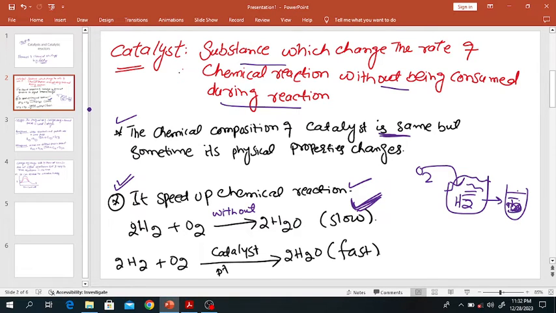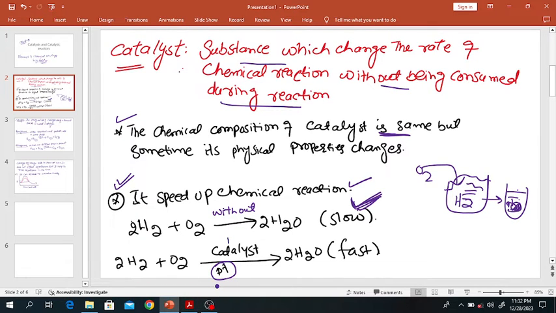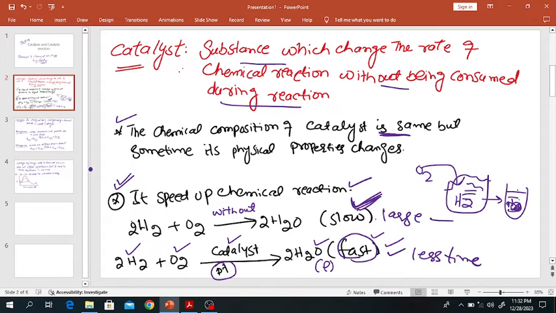without a catalyst. But with a catalyst, for example, if I place a platinum catalyst and react hydrogen gas with oxygen gas, I will produce water, and this reaction is quite fast. So with the help of a catalyst we can speed up a chemical reaction. It gives speed to the chemical reaction. This reaction takes less time as compared to the one above, which takes a long time.